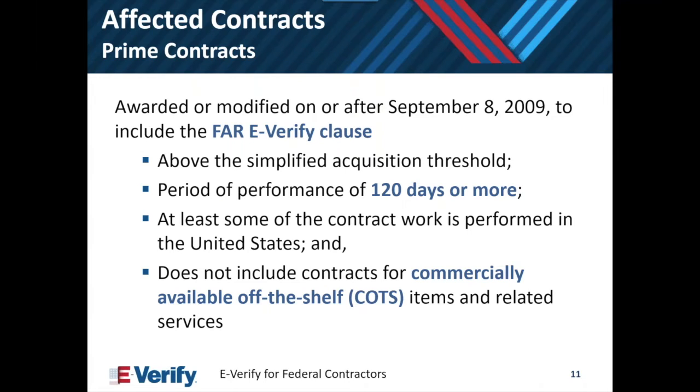So the contracts that are affected are the prime contracts, the subcontracts that qualify, and then indefinite delivery and indefinite quantity contracts. First of all, we're going to talk about these prime contracts and how they are affected, as well as which ones need to have that clause included. So a prime contract that would have the FAR clause included are ones that are above the simplified acquisition threshold. The period of performance is at least 120 days or more.